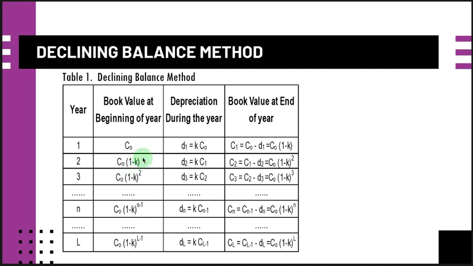The same for year 3: C0 times the quantity 1 minus k raised to the power of 2. You just have to remember that the exponent of your 1 minus k is just the number of the year minus 1. For year 1, we have 1 minus 1, so that's why 1 minus k is raised to the power of 0. For year 2, 1 minus k raised to the power of 2 minus 1, so it is 1. For year 3, 1 minus k raised to the power of 3 minus 1, that's why this is 2, and the same also for the other years.